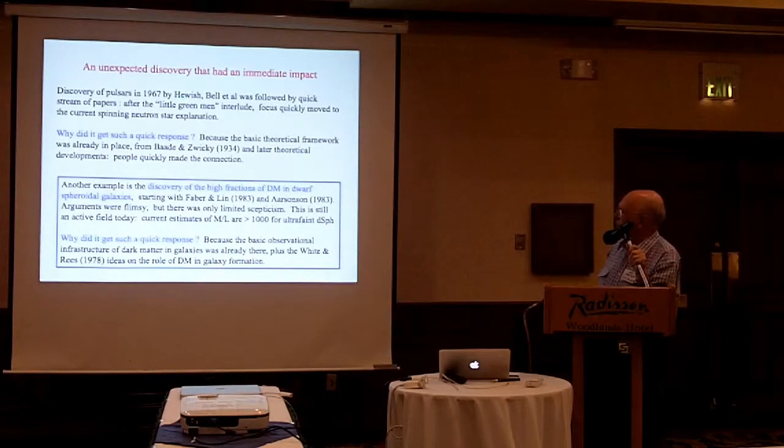One was the discovery of pulsars in 1967 by Hewish and Bell. That was followed by a quick stream of papers after a very brief episode that some of you might remember about little green men sending us signals. The focus very quickly moved to the current spinning neutron star explanation.